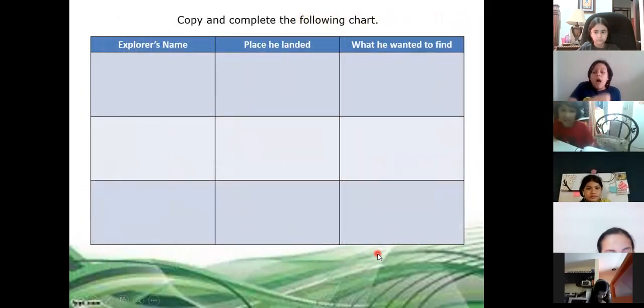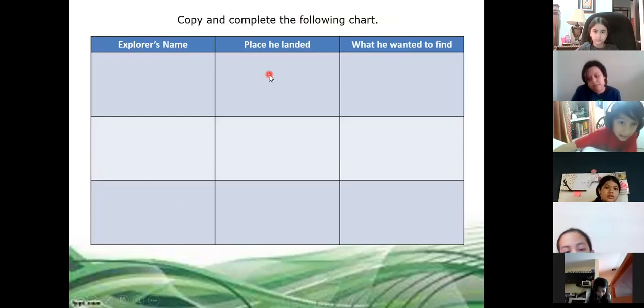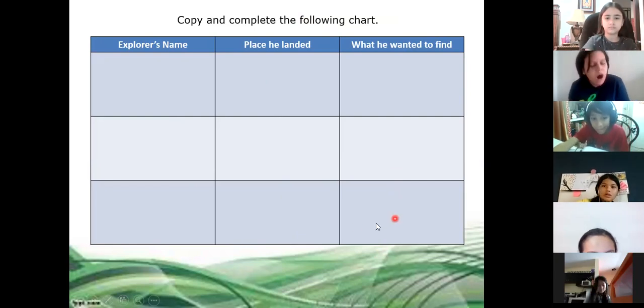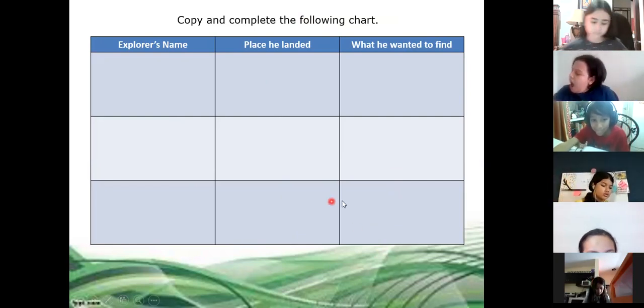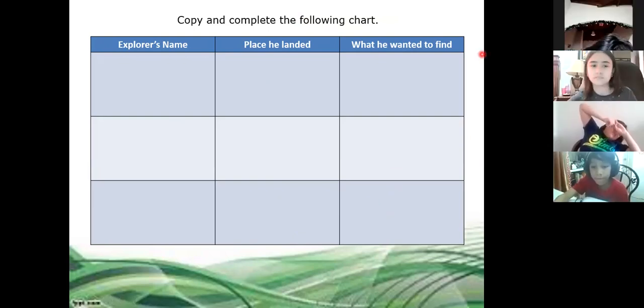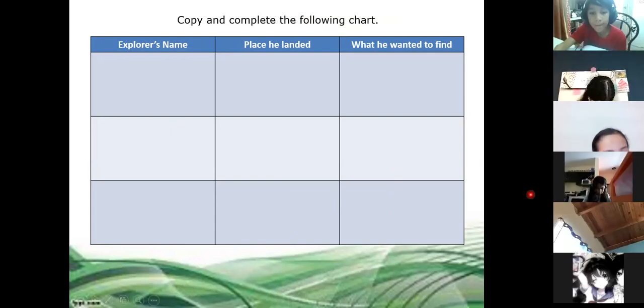Now, in the notebook, let's copy this, and we're going to complete the names of the explorers, the place he landed, and what he wanted to find. Let's copy this. We're going to complete it together, but right now, copy this, and then I'm going to display one more time the summary so you can take a look at that and complete it. Let's make this short. Everybody copy this in the notebook.